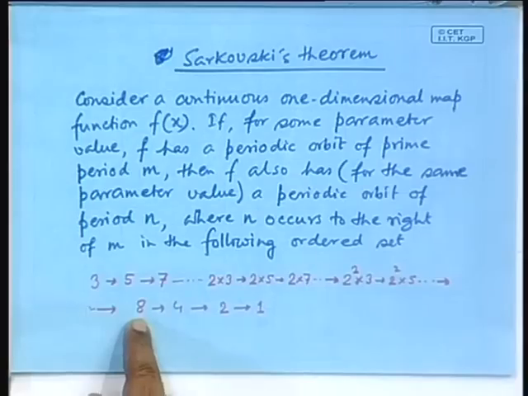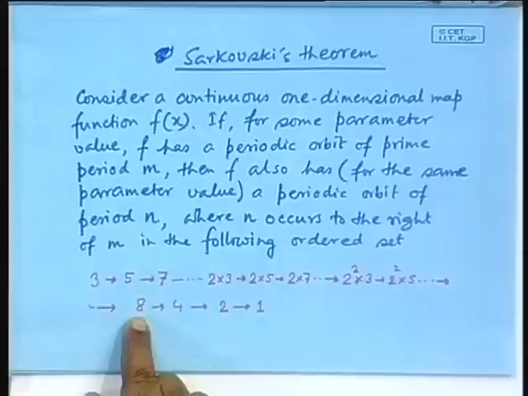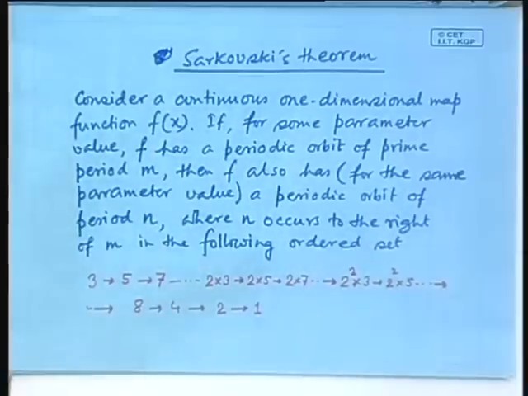Because if you are talking about, say, period 8, then that is also a fixed point of period 4. So, those things need to be eliminated. When I say period 8, I mean period 8 only. There should not be any complication as far as the definition is concerned.